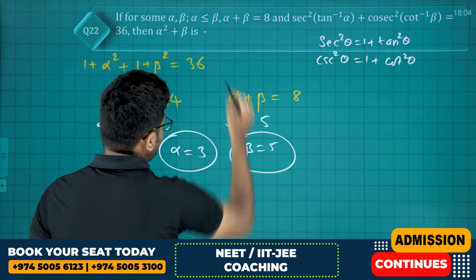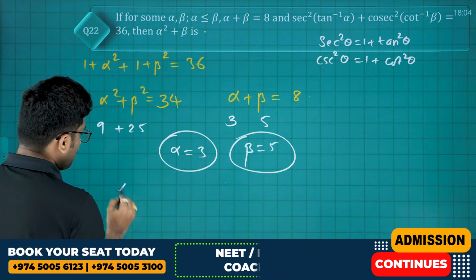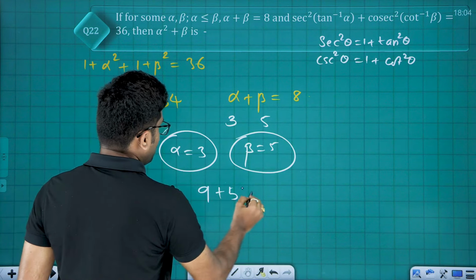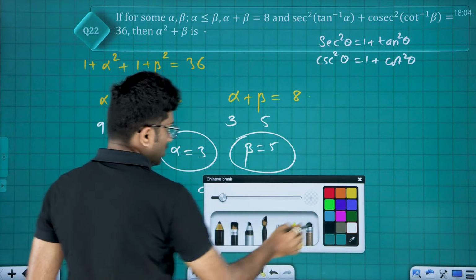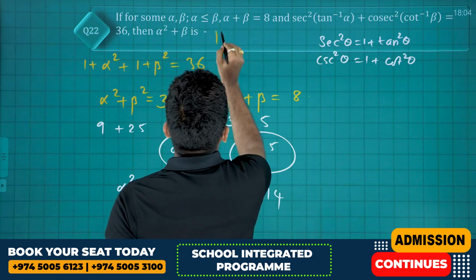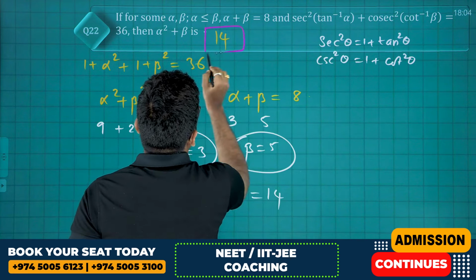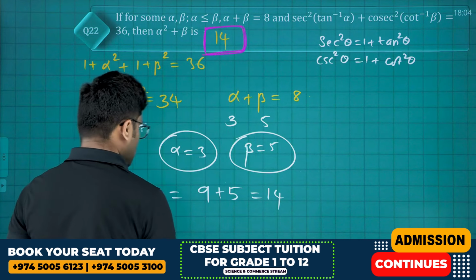Just by verification, simple terms. They are asking alpha square plus beta. 9 plus 5, which is equal to 14. So the answer is 14, friends. Answer is 14. Next question.